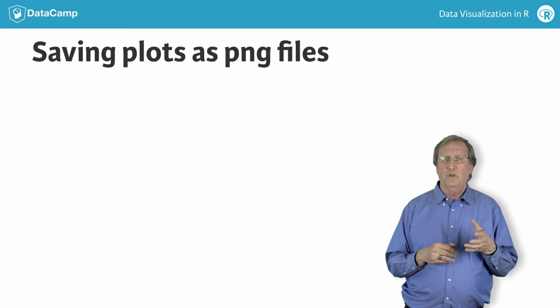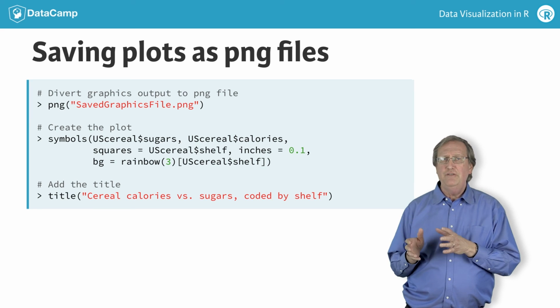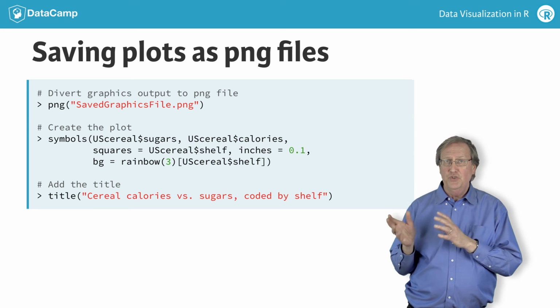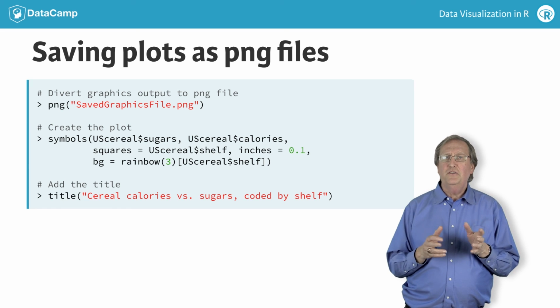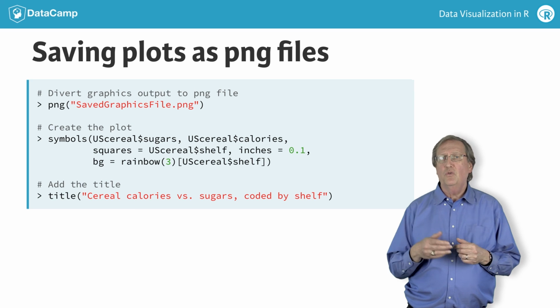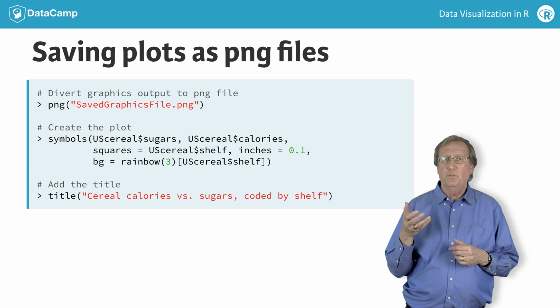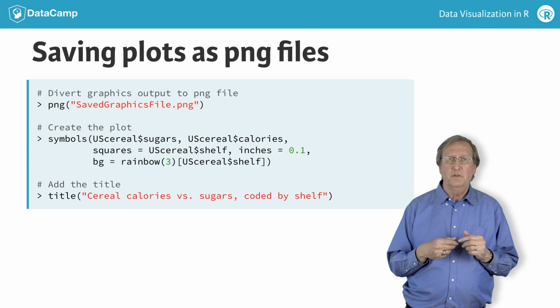One of the simplest ways of saving graphical results is to write them to PNG files using the png function, as shown in this example. These files have the advantage that they can be shared as email attachments or embedded into documents or presentations developed using many different software environments.